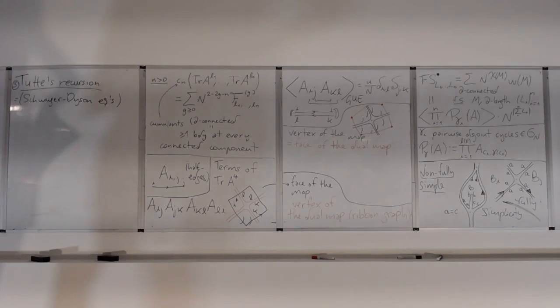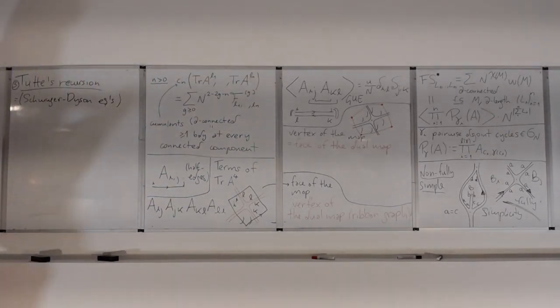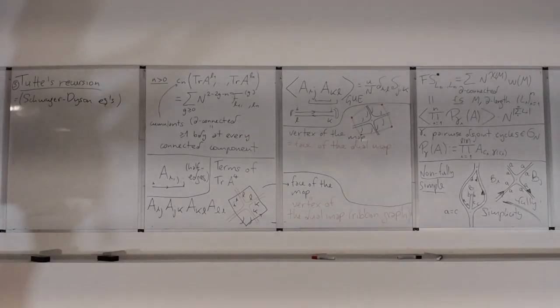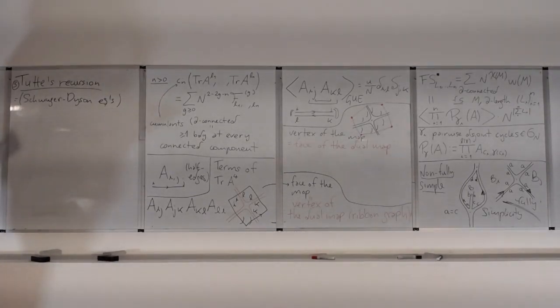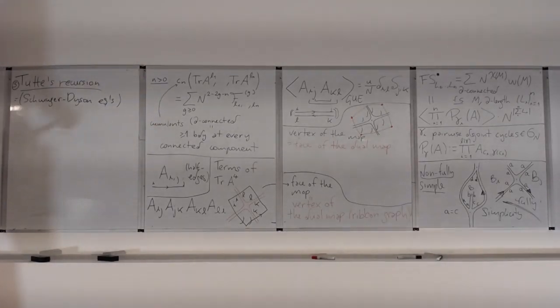I'm calling it Tutte recursion because this method was originally invented by Tutte in the 60s, and that's how he solved the planar case. But actually, he never did higher genus.